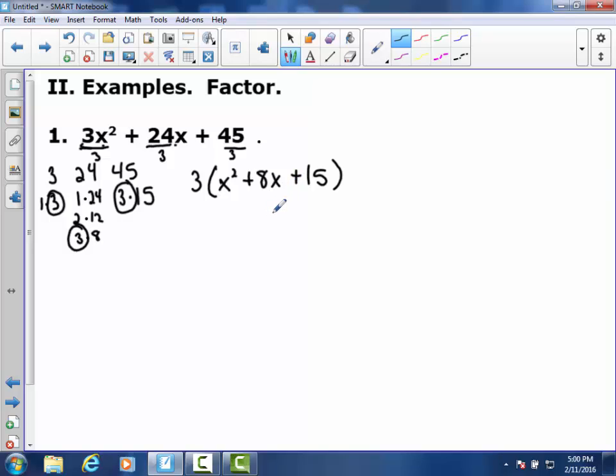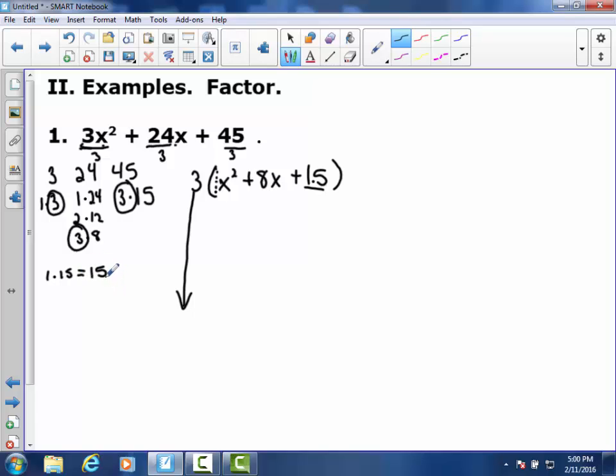Step 2 says to multiply the lead coefficient by the constant. Okay, so we're going to ignore this 3. That 3 is going to be part of our answer all the way down, but we're not going to write it every time. Okay, and so I'm looking here at my trinomial. My lead coefficient is 1, and my constant is 15. So I'm going to come over to the side and say 1 times 15, so that's 15.